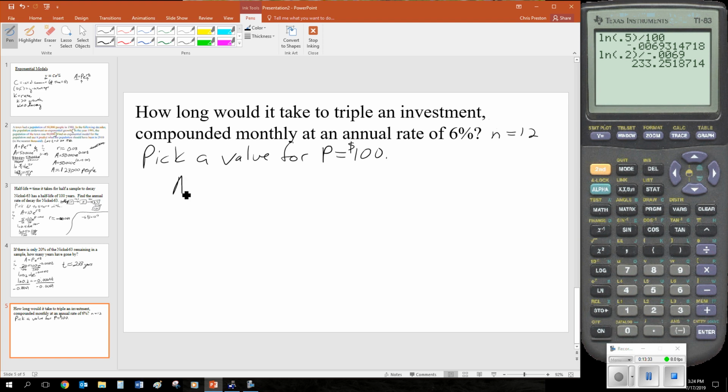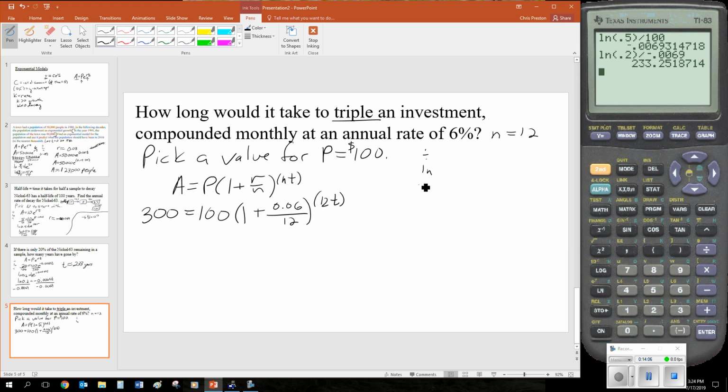So I go to my formula for compounding a specific number of times a year, in this case 12 times a year. If I invest $100 at a rate of 6%, turned into a decimal, 12 times a year, I'm looking for t, and I want to know how long it takes to triple. If I triple 100, I now have 300. Even though there isn't an e in here, I'm still going to go through that process of divide, ln, divide. So I'm going to divide by 100. That's going to give me 3.